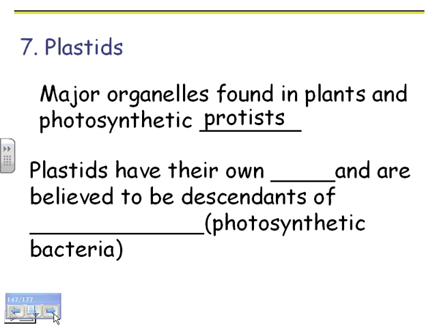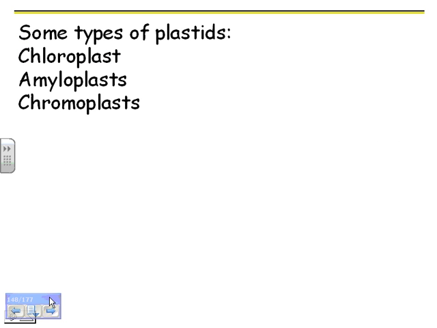So plastids have their own DNA and are believed to be descendants of cyanobacteria, or an early form of cyanobacteria, some type of photosynthetic bacterium, and cyanobacteria are just that, photosynthetic bacteria. Here are some types of plastids. There are chloroplasts, amyloplasts, and chromoplasts. Chloroplasts are the ones you need to know. You can put a star next to that maybe. These are the ones that are photosynthetic, and this is what we're going to spend our time on.